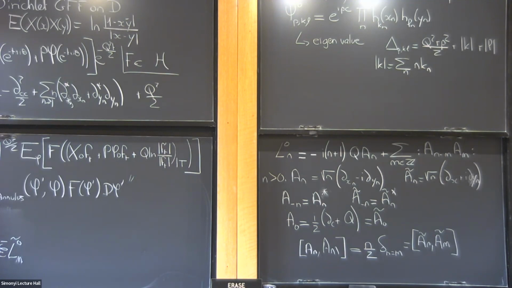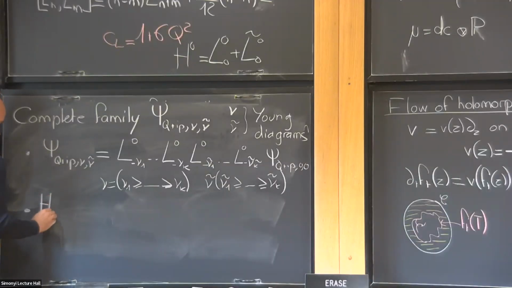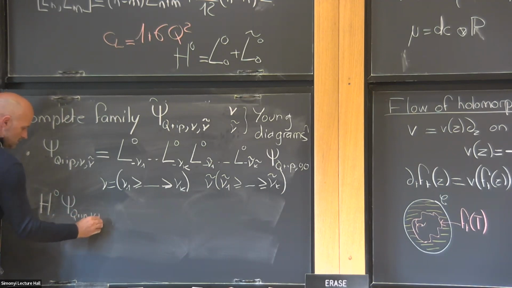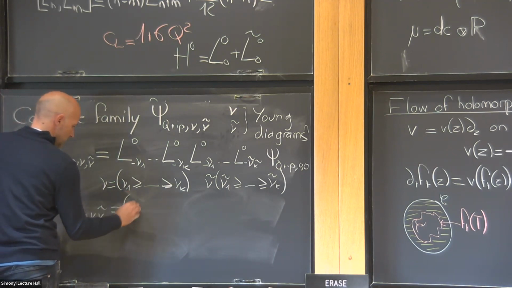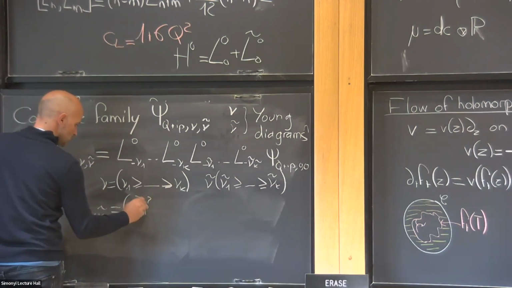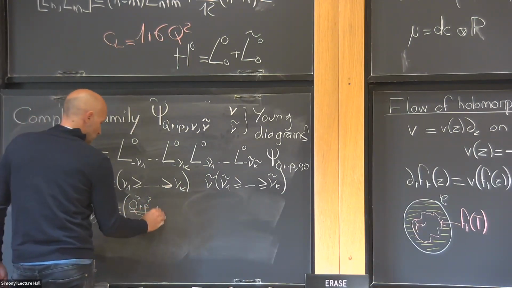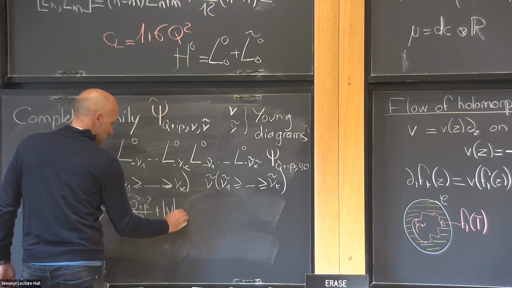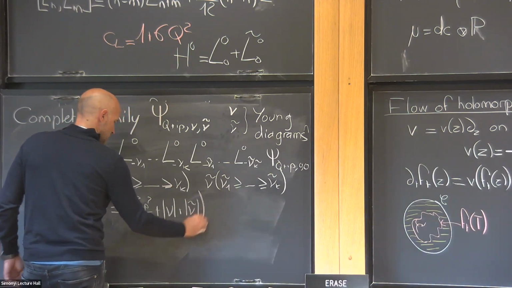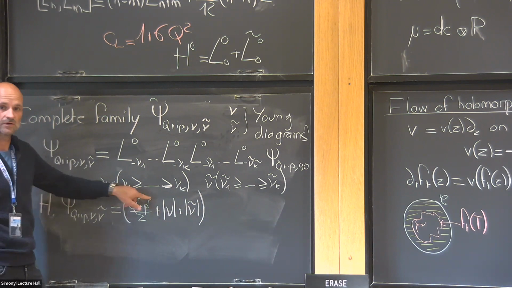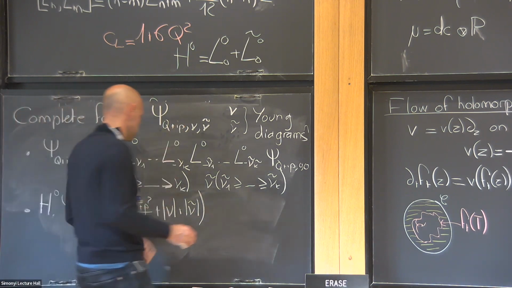So if you look at H0 applied to this, this is the Hamiltonian, the generator of dilation. If you apply H0 to this guy, you get an eigenfunction. The eigenvalue is q squared plus p squared over 2, plus the length of the Young diagrams. And in this case, the length just means the sum of the nus. Okay, this is a bit different than there.